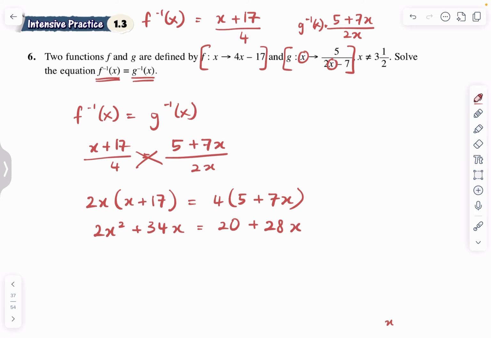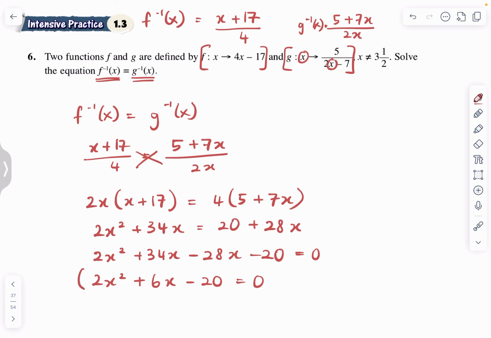So now this looks like a quadratic because we have x squared and x and a number. So let's bring all to one side. 2x squared, 34 minus 28 is 6x, minus 20 is 0. Once you reach this stage, you have to simplify first before factorizing. So 2, 6 and 20 can be divided by 2. So you get x squared plus 3x minus 10.